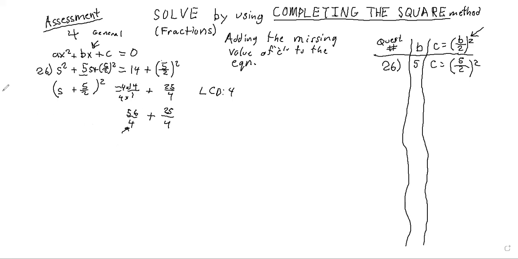Now we have the same denominators. We can go ahead and continue adding the fractions. When we're adding fractions, we keep the denominator and add the numerators. So 56 plus 25 is 81. All right. Now we bring down what's on the left side. It's S plus 5 over 2 squared. Not S for the 5, it looks like an S, but it's actually a 5. Plus 5. There we go.